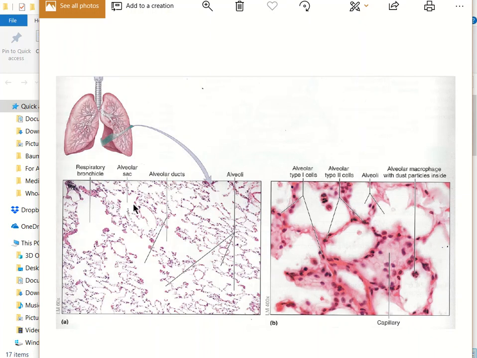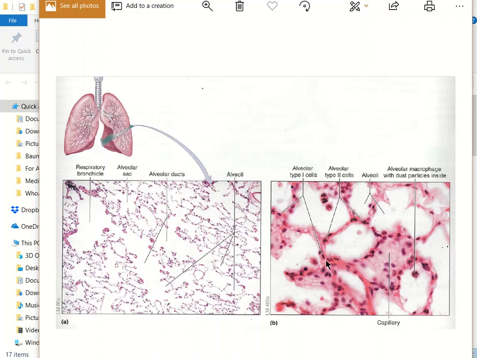And then you've got these alveolar ducts, which are going to feed into the alveoli. They're kind of like open hallways that open into these alveoli. So here you can kind of see the different alveolar cells you're going to find.